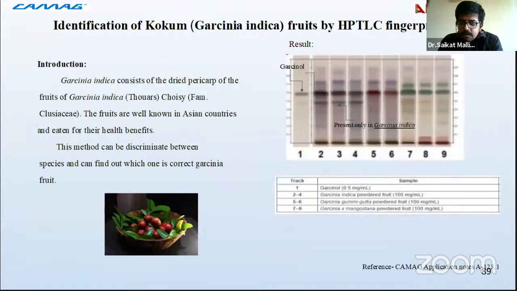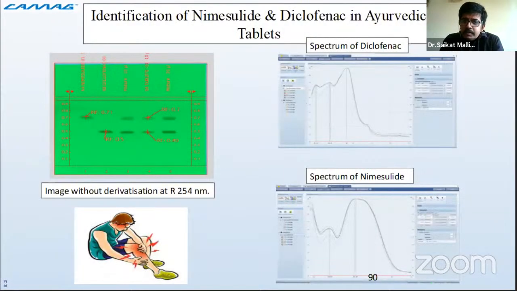Kokum, which you have eaten in many recipes, is also being tested, and that profiling has been done. The markers are just one-tenth of the entire formulation. The other 90% remains, and that has yet to be explored. What are the other components? That is possible with HPTLC. So there are huge aspects to do R&D and come out with beautiful novel molecules.